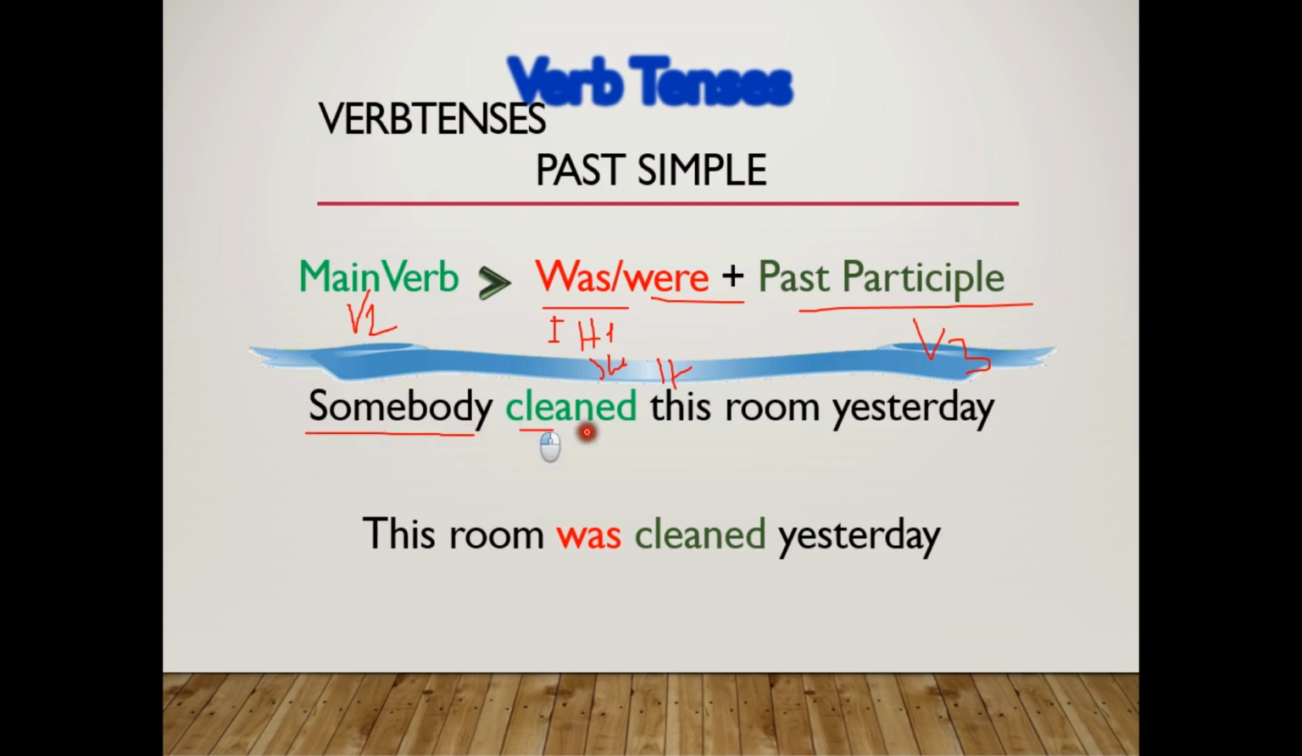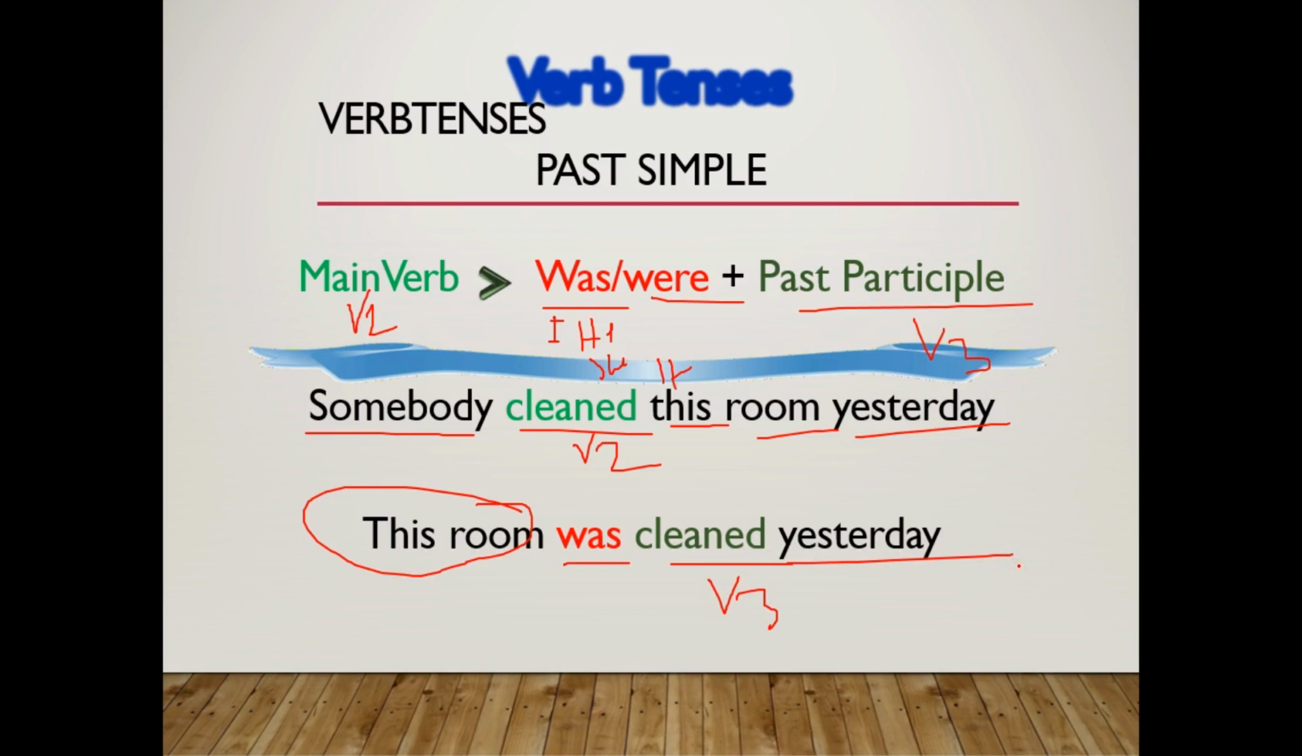Verb 3. Let's take a look for the active voice. Somebody cleaned this room yesterday. Cleans in here verb 2. Let's move it to the passive voice. Let's change. This room, move in here. Was, why we have to use was? Because this is verb 2. Okay, was cleaned verb 3 yesterday. Okay, yesterday. This room was cleaned yesterday.